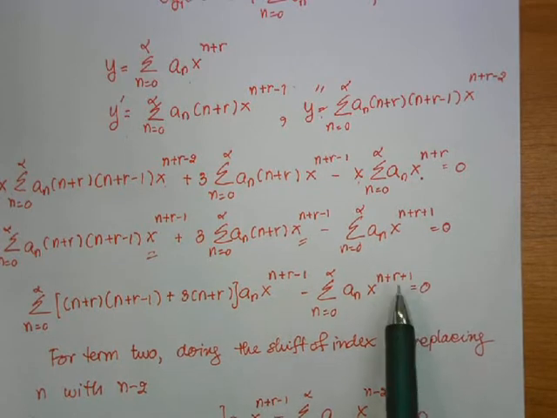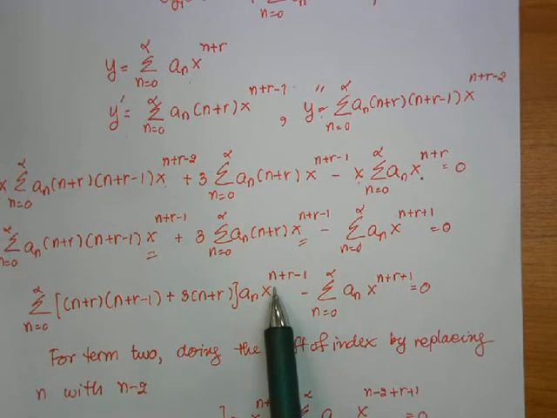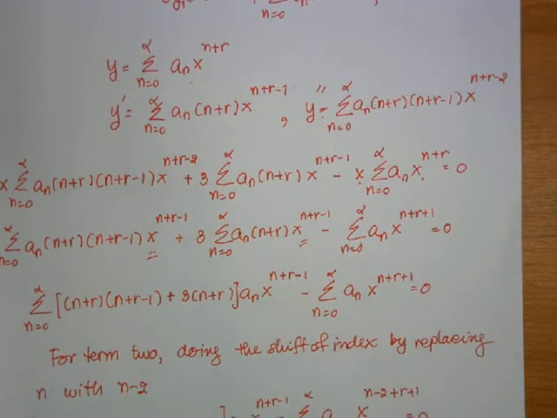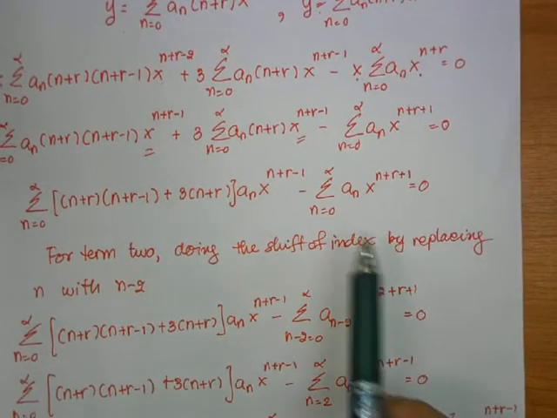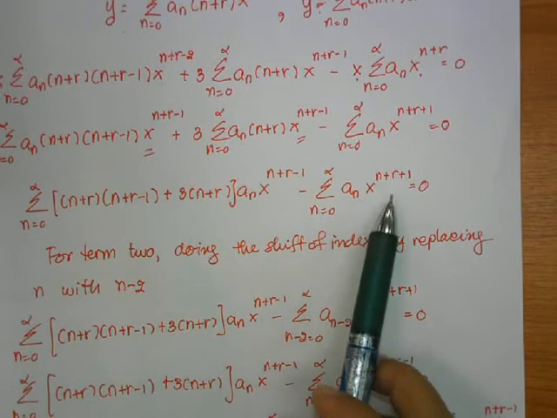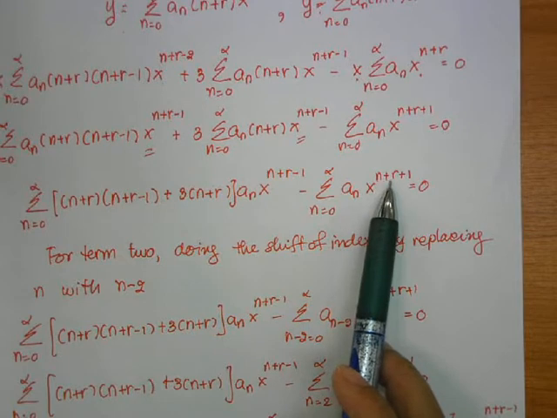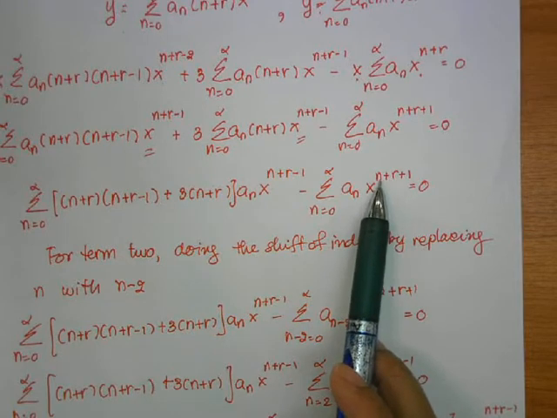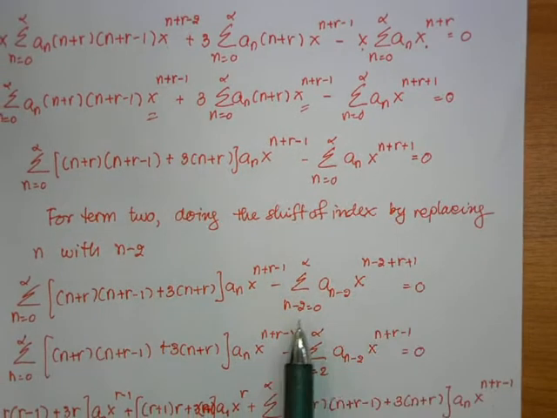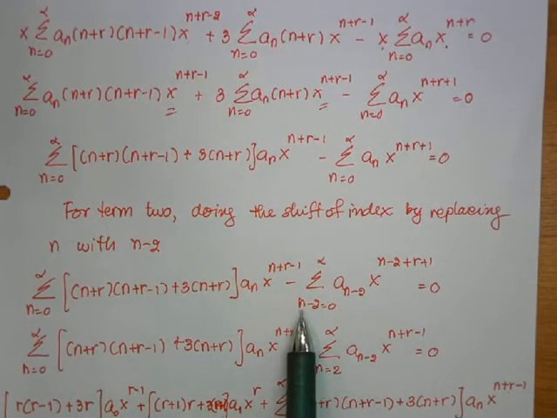We are going to shift this one to become n plus r minus 1. Then we are going to replace n with n minus 2. From doing that, now this term I'm going to put n with n minus 2, an becomes an minus 2, and n here becomes n minus 2. So if we put n here as n minus 2, we get n plus r minus 1, which is the same as this one. Right? Then n minus 2 equal to 0, so n is equal to 2.